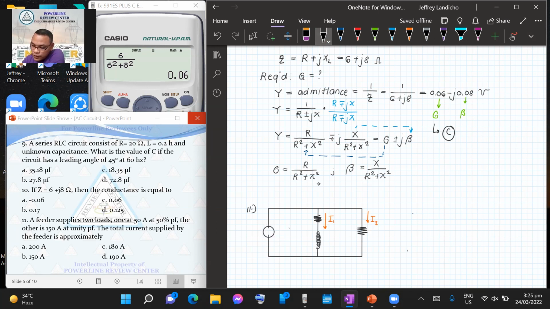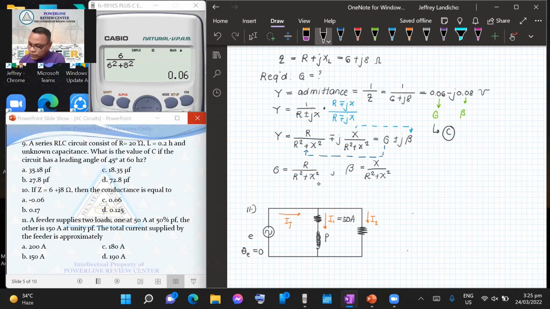Okay, so let us consider that would be our source voltage E. Siya ulit gawin nating reference with angle that is at what? 0. And we have now the corresponding current, I total. Now, based on problem, the magnitude of our current I1, this is 50 ampere.